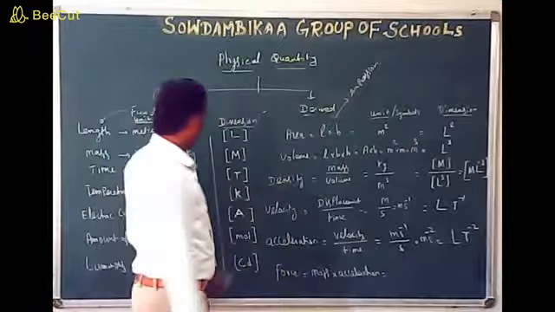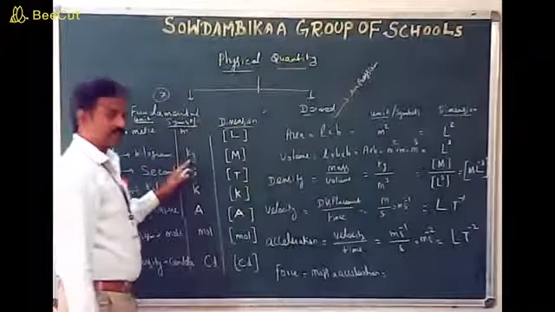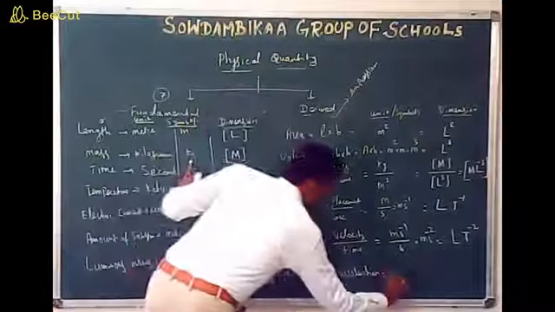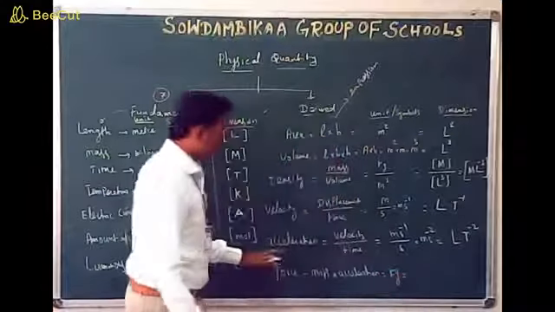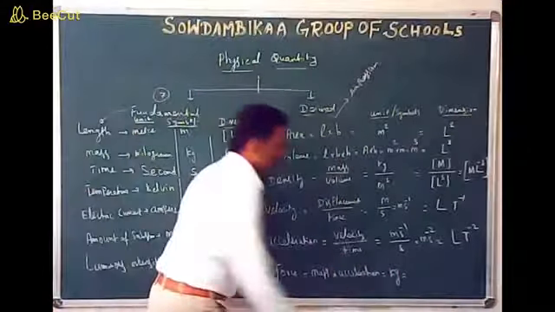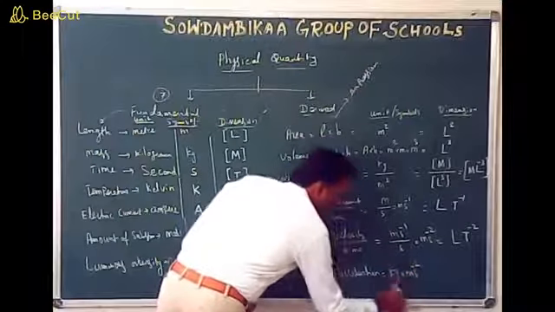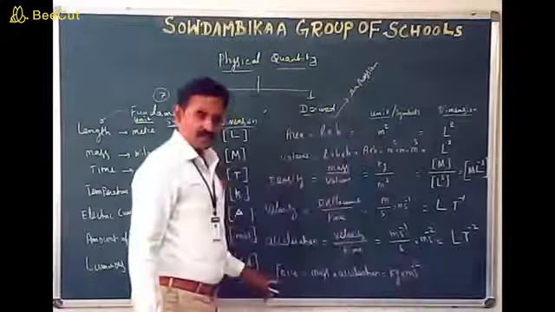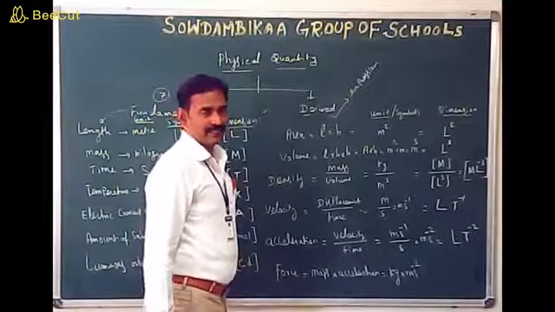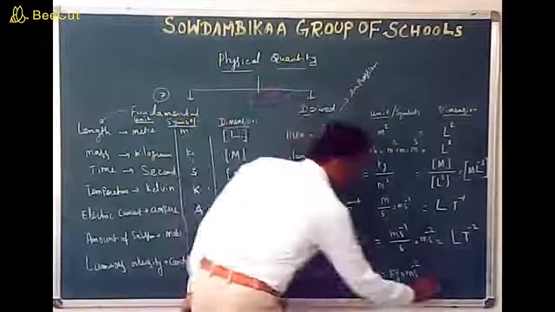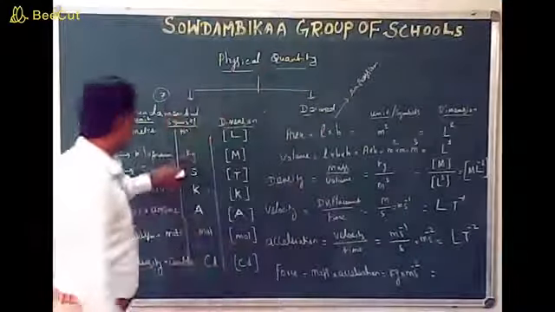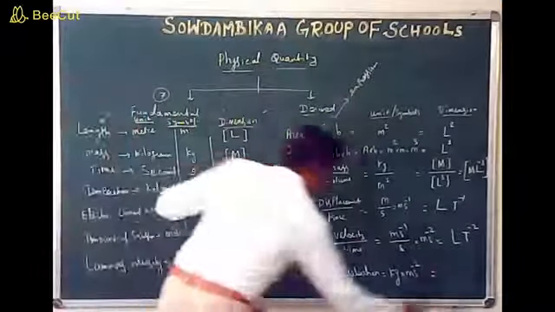The unit for mass is kilogram. The unit for acceleration is meter second power minus 2. Now that is the unit for force. The dimensional formula of force: the dimension for kilogram is M.